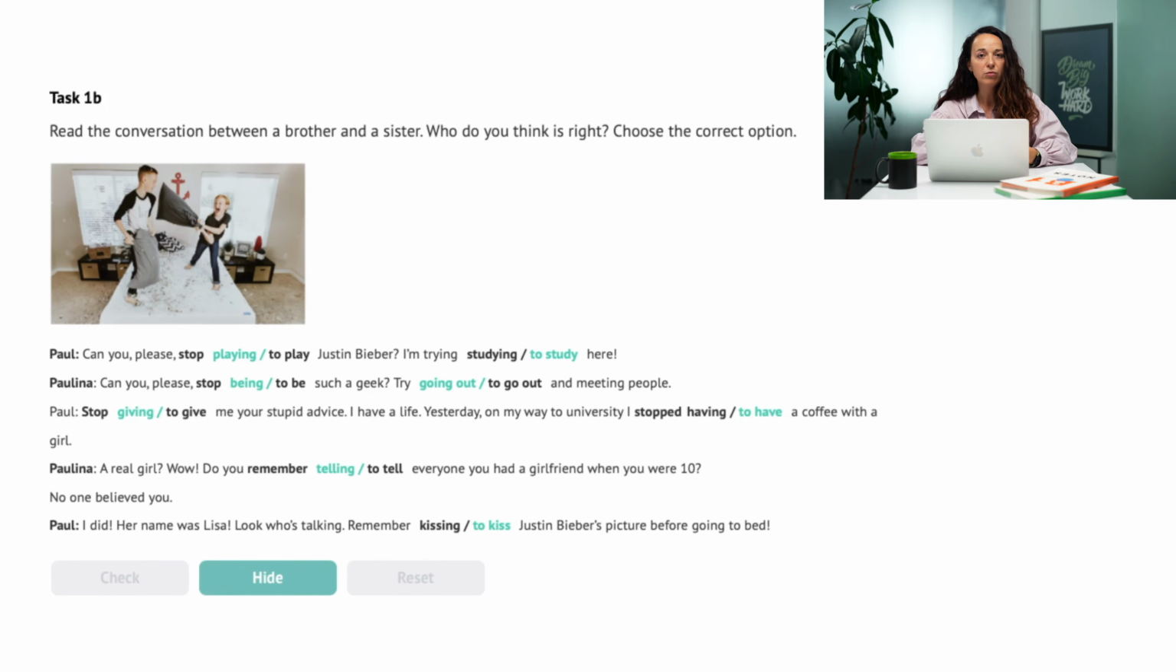What about number 8? Remember to kiss or remember kissing? It's to kiss. Paul is being a bit mean here, right? He actually says that Paulina needs to first remember about the picture before she goes to bed and then kiss it. We could also say here, don't forget to kiss it, and it would mean exactly the same.